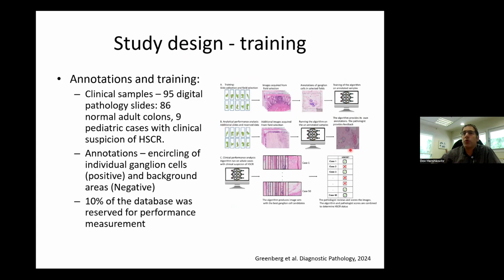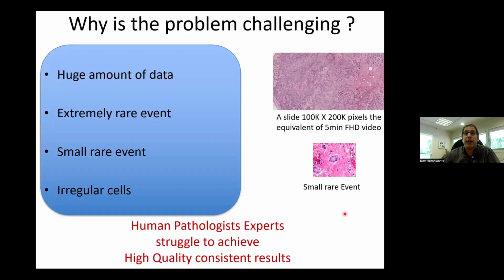Then we evaluated the algorithm on 10% of the database to make sure that it identifies ganglion cells accurately. And finally, we applied the algorithm to real clinical cases, to see if the algorithm could identify the ganglion cells in all the cases where there actually were ganglion cells.